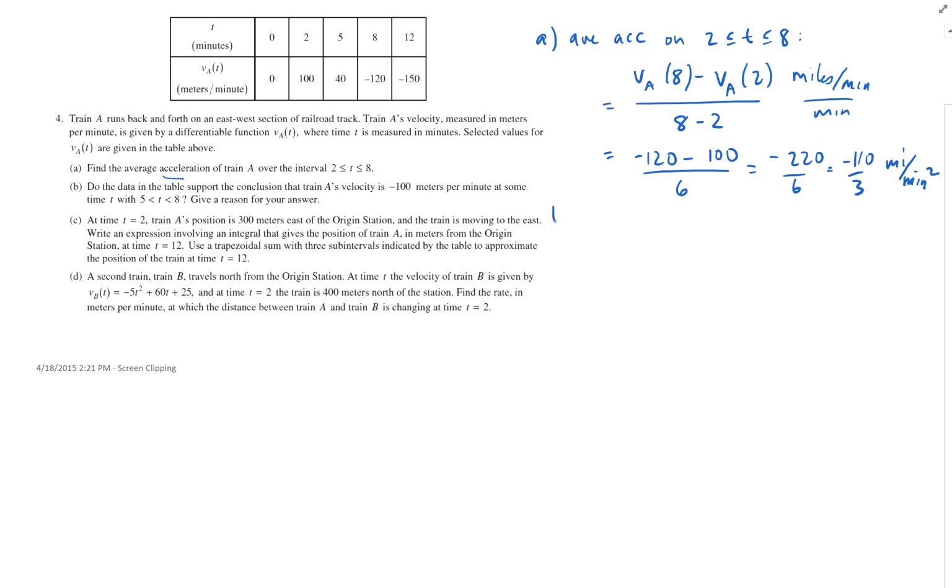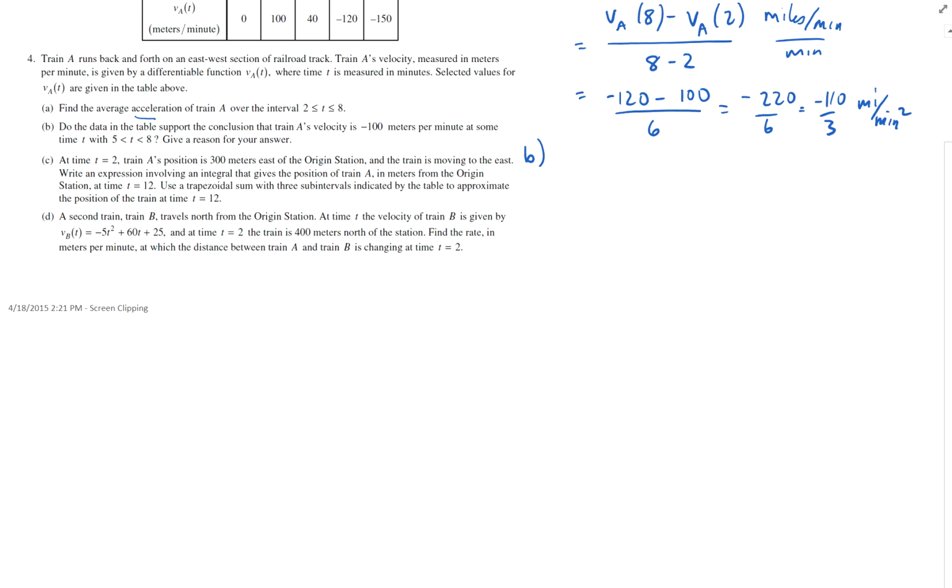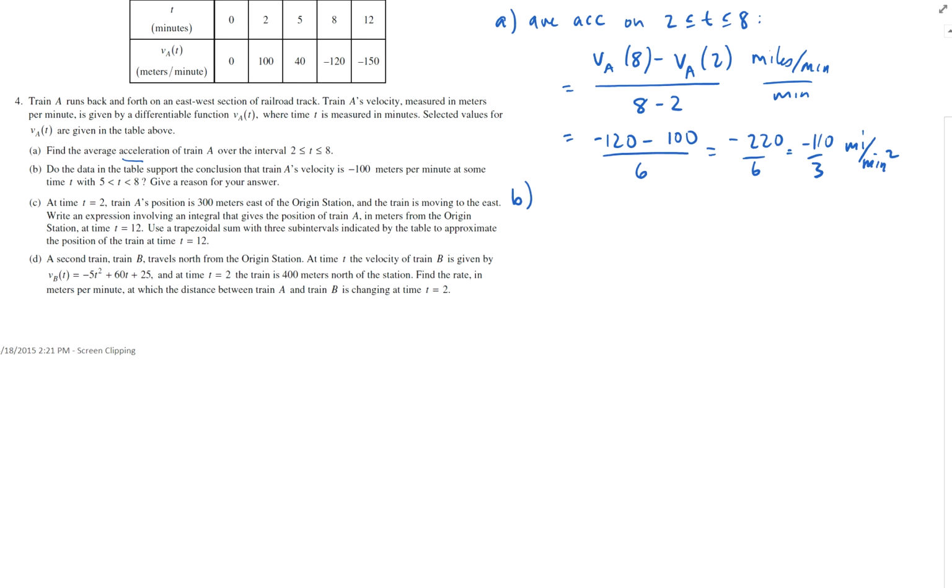B. Okay, B is a great question for review because we haven't talked about this in our review, so this is good. Does the data support the conclusion that the train's velocity is negative 100 meters per minute at some time between 5 and 8? Well, at 5 it's going 40 meters per minute. At 8 it's going negative 120. So the negative, remember, just means it's turning around and going to the left. It's going 40 to the right at 5. It's going negative 120 to the left.